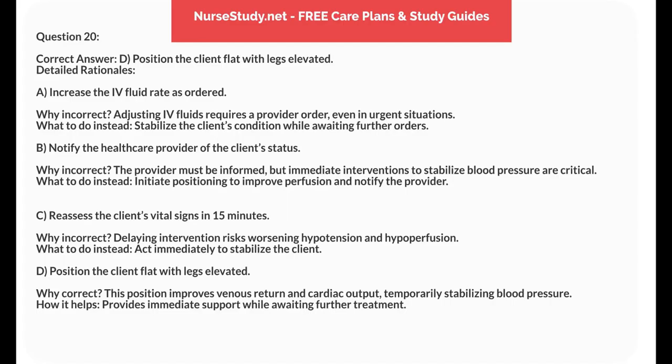What to do instead: initiate positioning to improve perfusion and notify the provider. C. Reassess the client's vital signs in 15 minutes. Why incorrect? Delaying intervention risks worsening hypotension and hypoperfusion. What to do instead: act immediately to stabilize the client. D. Position the client flat with legs elevated. Why correct? This position improves venous return and cardiac output, temporarily stabilizing blood pressure. How it helps: provides immediate support while awaiting further treatment.